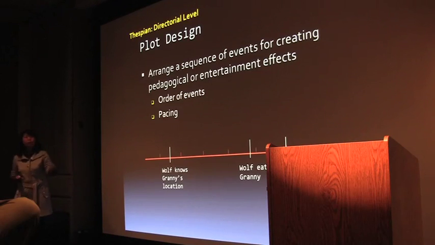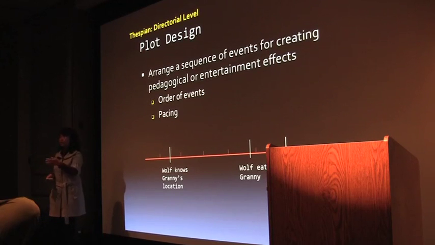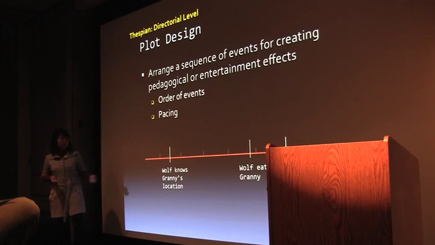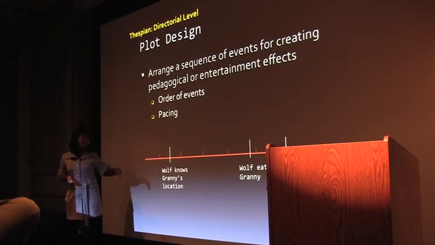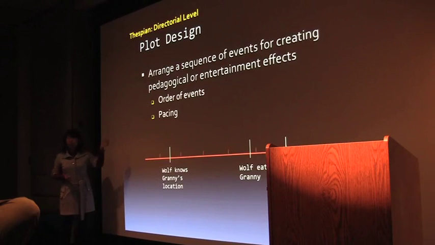Before I go all the way into details on how directorial control is achieved in the system, I'll give you an idea of how we enable the author to do plot design in the Thespian framework. When we talk about designing plots in a story, there are two types of things that people normally want to control. One is the order of events. For example, you want to say that the wolf eating Little Red Riding Hood should happen after the wolf knows where Granny lives in this story.